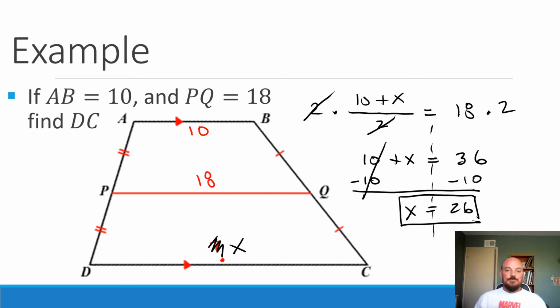It was DC. And then remember I said, some of you guys may have been able to think of a shortcut here, like to get from here to here, you added 8. Well, to get from here to here, you're going to add 8 again. It's always going to be the same difference between the shorter base and the midsegment as the midsegment and the longer base. And 18 plus 8 does equal 26.